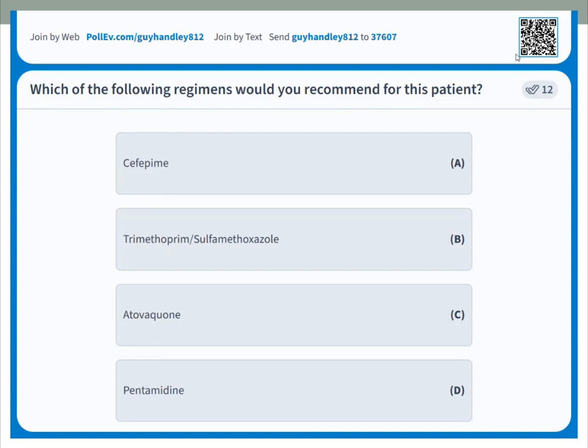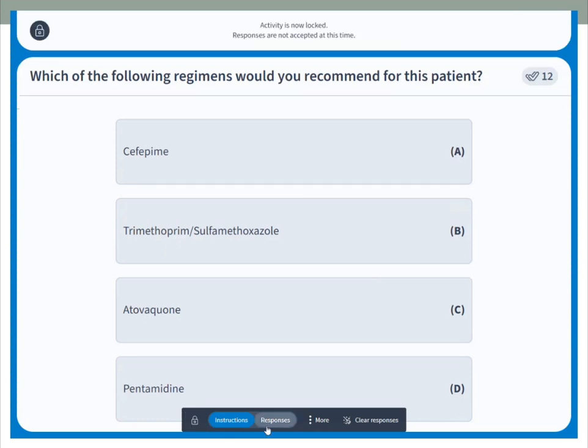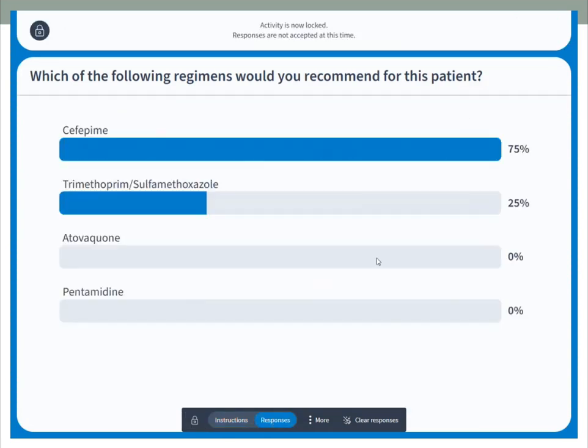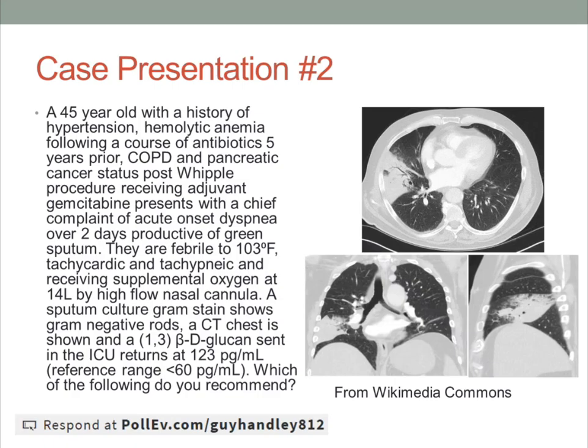Central question. This one's a lot tougher than the last one. All right, so I've got 75% cefepime, 25% would start some sort of therapy for pneumocystis with trimethoprim-sulfa. A lot of things in here.